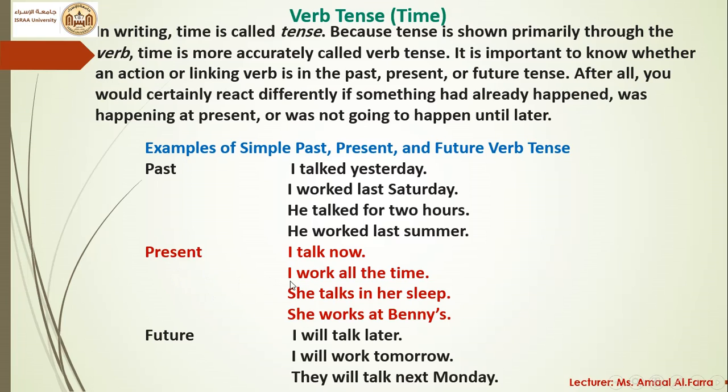Present, when I say I talk now, I work all the time. She talks in her sleep. She works at Benny's. Okay, these are present simple, without s when we use I and plural, and with s when we use singular subject, he, she, it. Future, when I say I will talk later, I will work tomorrow, they will talk next Monday. So we have here will, that indicates the future, plus the main verb in infinitive, and we have keywords or key expressions like what? Like tomorrow and next, which indicate the future.